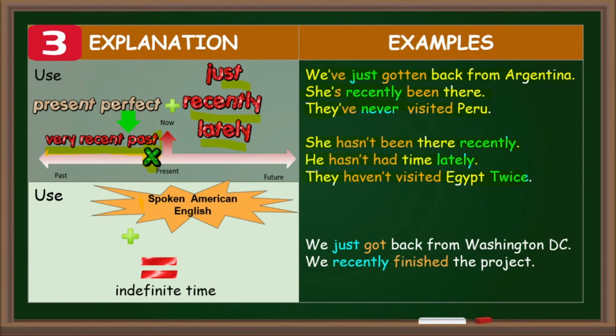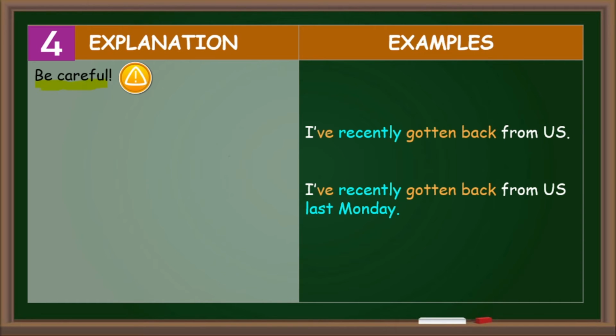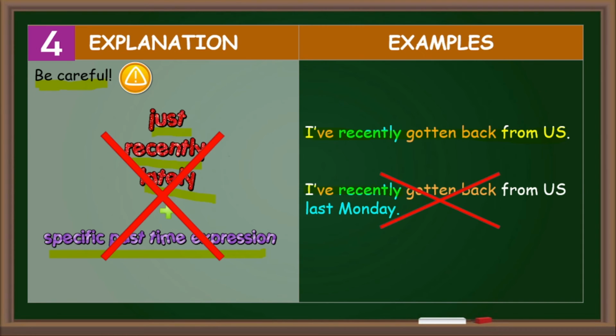Usage note. In spoken American English, people often use just and recently with the simple past tense to talk about indefinite time. For example, We just got back from Washington, D.C. We recently finished the project. Number 4. Be careful. Do not use just, recently, or lately with the present perfect and a specific past time expression. Say, I've recently gotten back from the US. Don't say, I've recently gotten back from the US last Monday.